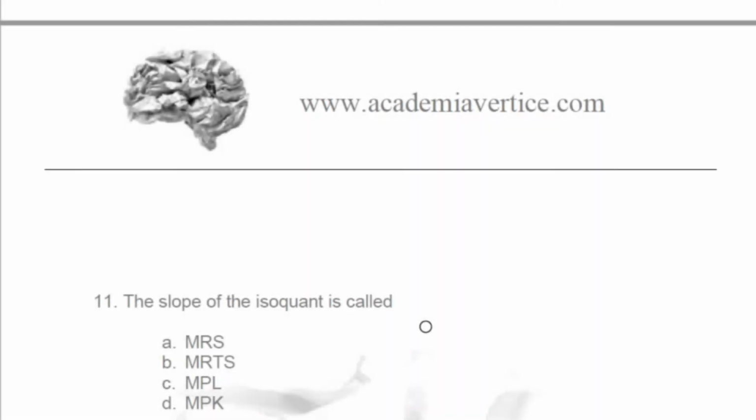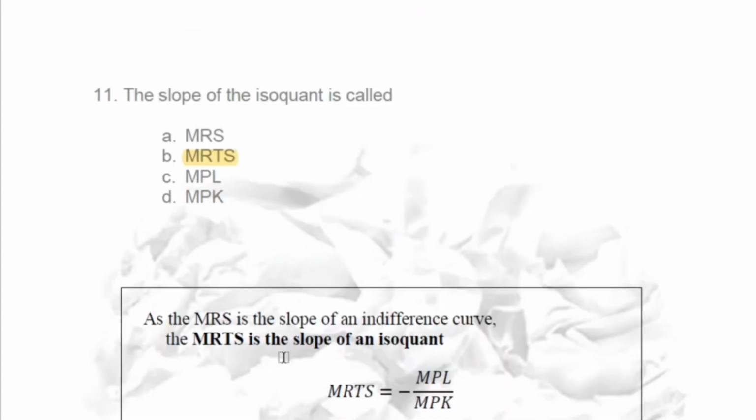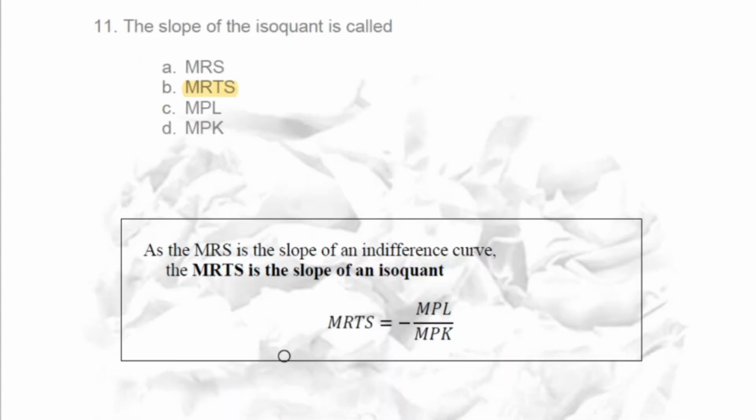Okay, let's continue with question number 11. The slope of the isoquant is called MRTS. This is the definition of MRTS, slope of an isoquant, the same as for utility. The MRS is the slope of the indifference curves. Okay, so nothing to say about it because you should know it.